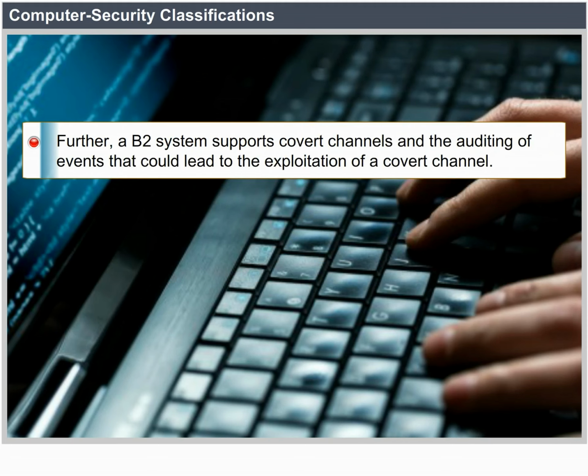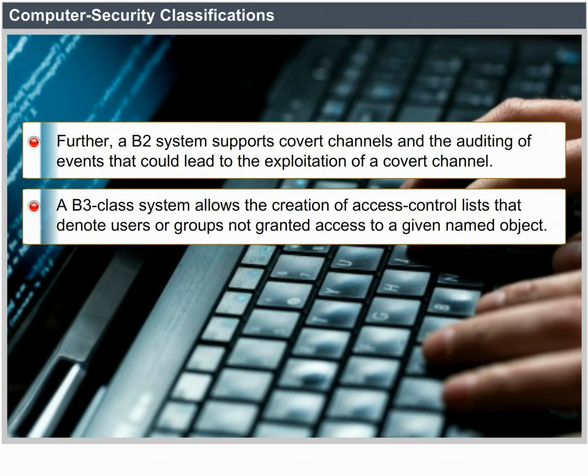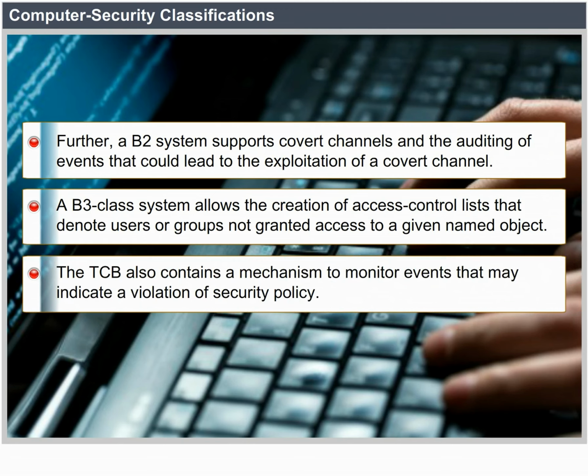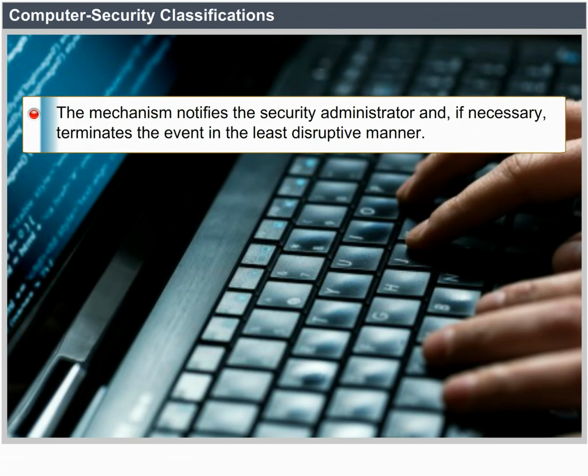A B3 class system allows the creation of access control lists that denote users or groups not granted access to a given named object. The TCB also contains a mechanism to monitor events that may indicate a violation of security policy. The mechanism notifies the security administrator and, if necessary, terminates the event in the least disruptive manner.